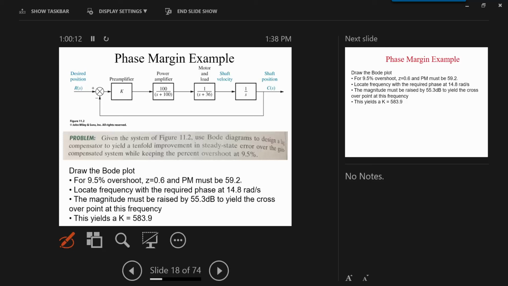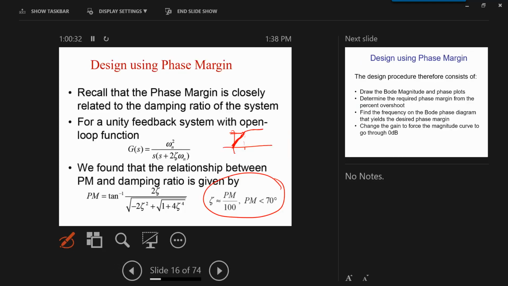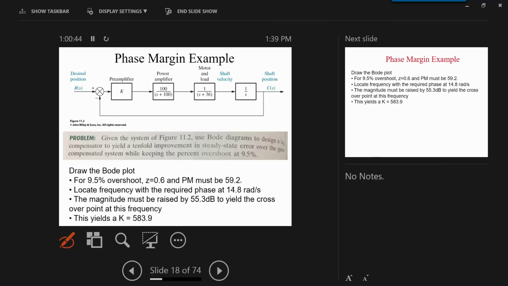So this is what you learn from the master? No, this is from the exact relationship. You will get the formula for the percent overshoot versus damping, and for the phase margin damping relationship. This is this formula here. I just showed it to you. So we don't want to use this; we use the approximate one. Okay, so this is what we have. We find the phase margin. Then we locate the frequency with the required phase.